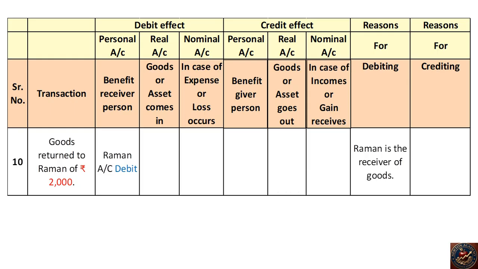The credit side. When previously purchased goods are sent back, it represents trading goods going out of our business. According to the real account rule, we credit what goes out. Therefore, we credit purchase returns account. The reason for crediting is purchased goods are returned.